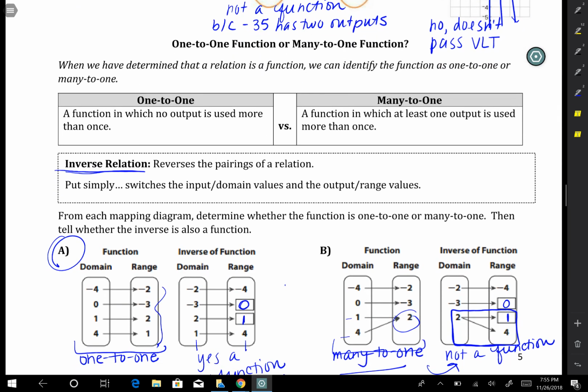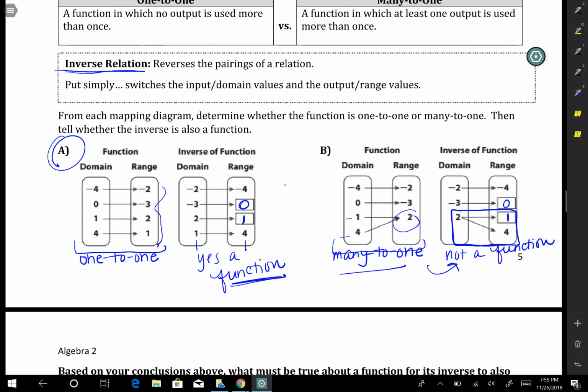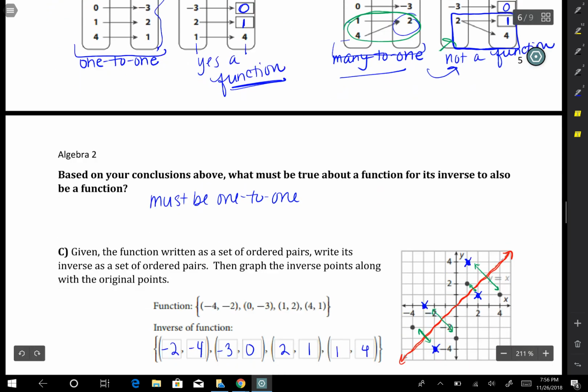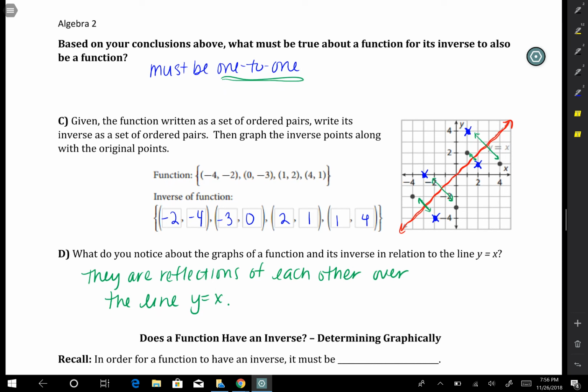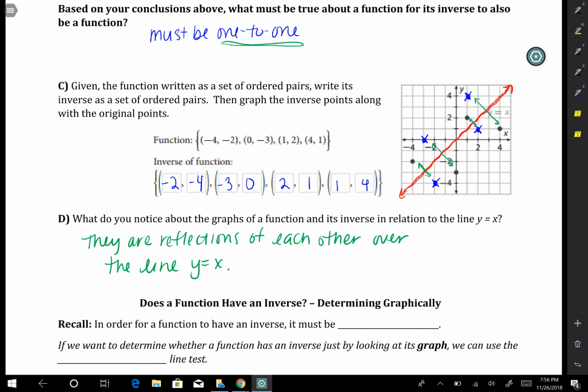Once we determine something is a function, we need to determine whether its inverse is also a function, and that's where we use one-to-one and many-to-one. What we figured out, letter A was a one-to-one function because every output value in the range was only used once, and that resulted in its inverse being a function. But letter B was a many-to-one function because of these two inputs going to the same output, which then resulted in the inverse not being a function. So in order for a function to have an inverse that's also a function, it must be one-to-one. And so far we know that to find an inverse, we just reverse the ordered pairs, and what that does is reflect them across the line y equals x.